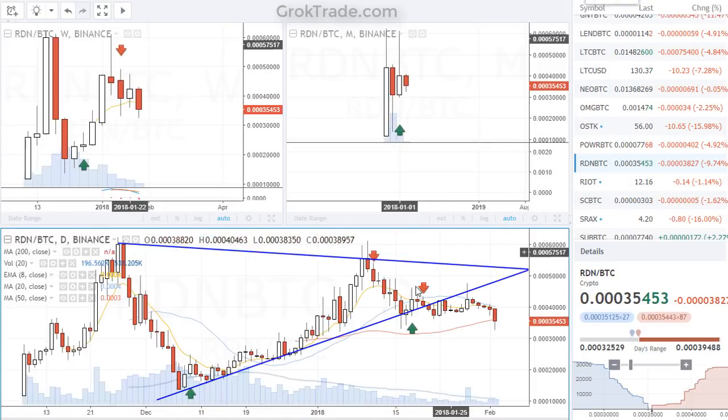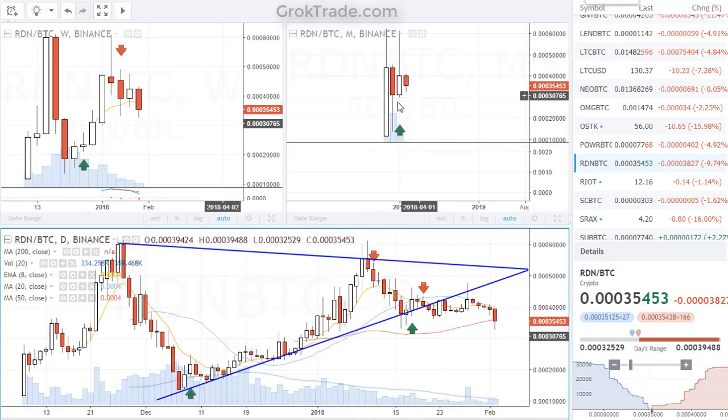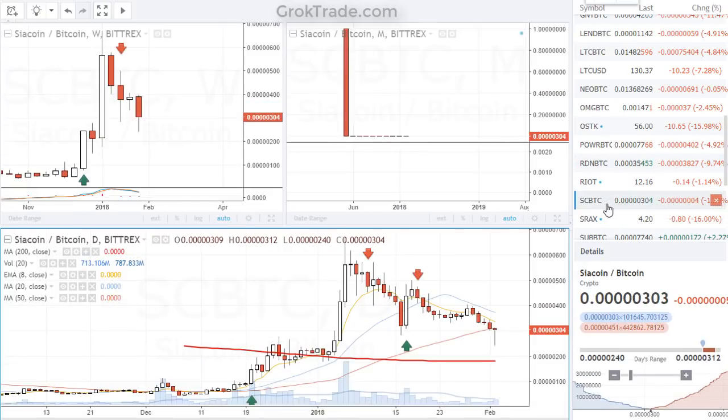RDN BTC, got a sell on it, but it's just going sideways. I'm not ready to put a buy on it. There's nothing here that interests me other than the monthly. The monthly looks like a bullish pennant, like it could go later.